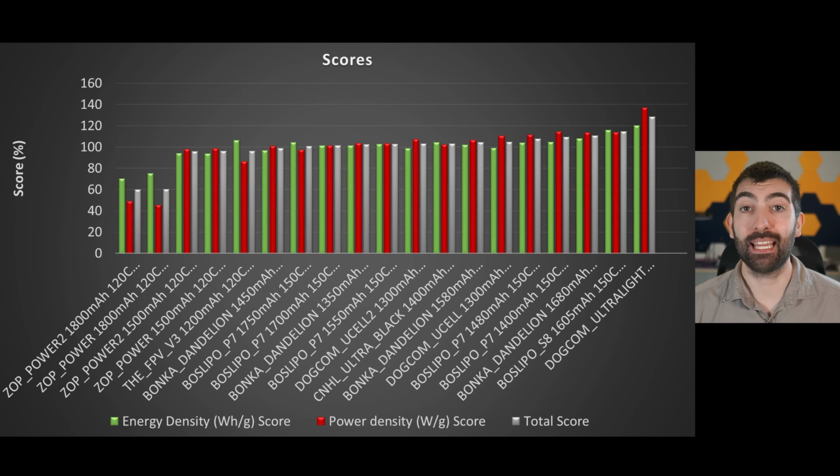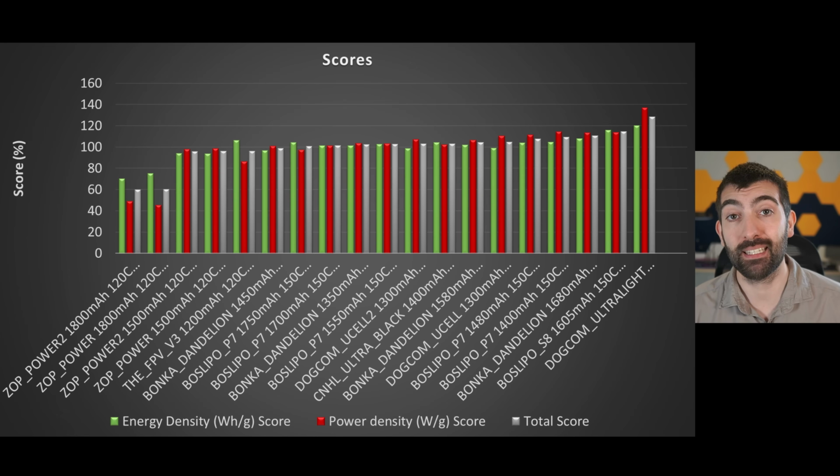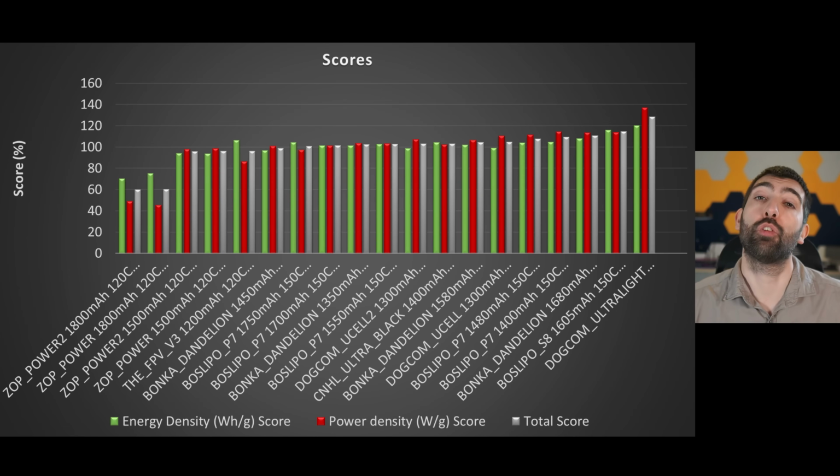Now that we've looked at all of the data, it's time to look at the summary scores, and I calculate the scores by just dividing the energy density and the power density by the average performance for all the packs I tested today. The total score is just the average of the energy and power density scores, so super simple.